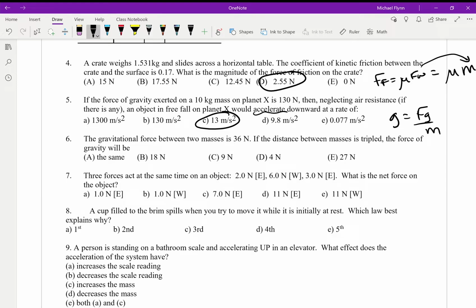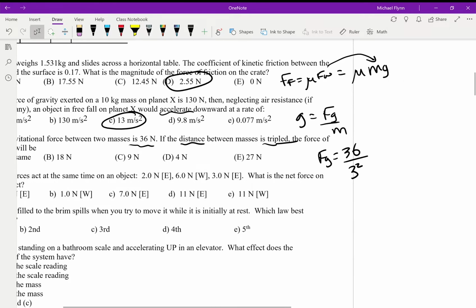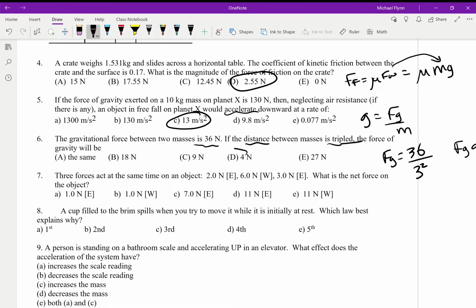All right, the gravitational force between two masses is 36 newtons. The distance is tripled. So the original force is 36, the distance is tripled. What's the new force of gravity? Well, this is a proportionality question. So the new force of gravity will equal the old force, and triple is 3, but it's divided by, remember that the force of gravity is inversely proportional to the square of distance. So it's going to be 36 divided by 9, which is 4 newtons.